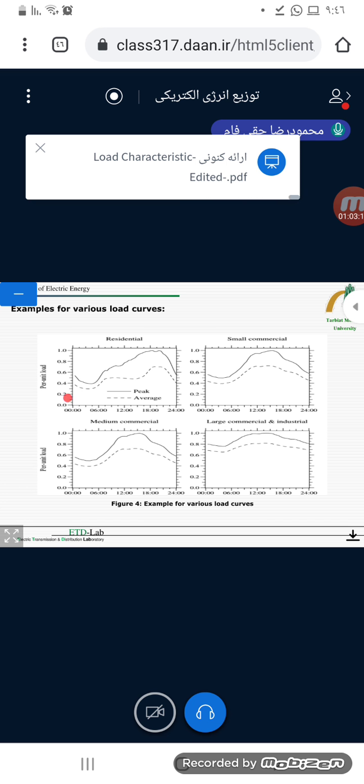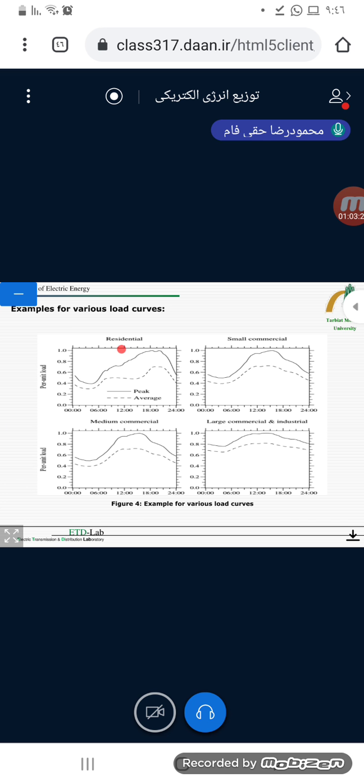For example, here, typical loads for residential, for small commercial, for medium commercial, and large commercial are shown in the figures. This is the residential peak days. This is the average residential load. This is the average small commercial. This is the peak of small commercial and others.